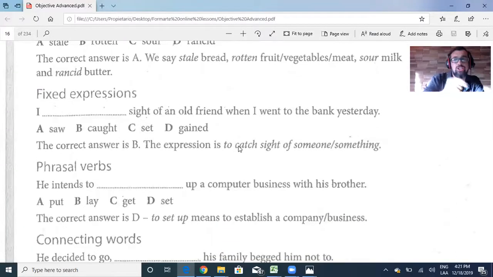Fixed expressions, that's the other part. So, for example, we say, I caught sight of an old friend when I went to the bank yesterday. So what is it? Saw, caught, said, gained. Well, the correct answer is B. So why? Well, the expression is to catch sight of someone or something. Okay, so that's why we say caught. Again, it's just an expression that we need to also memorize.